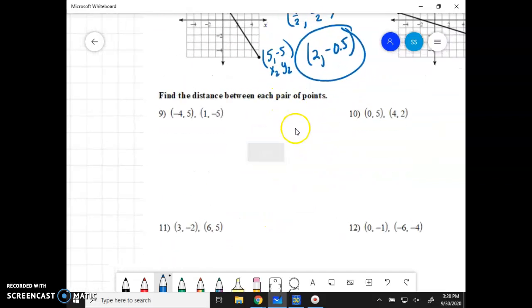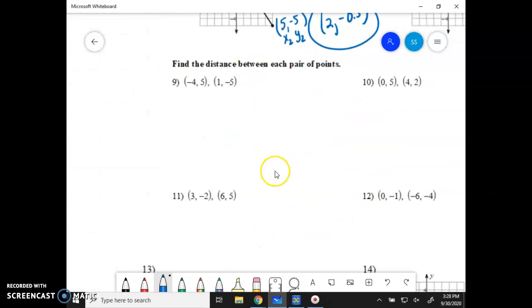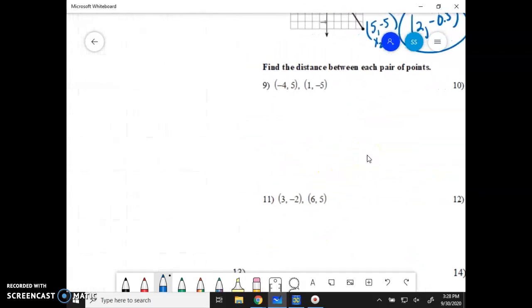Midpoint is pretty straightforward because you're just adding up the x's and the y's. It doesn't really matter which point is first. With the distance formula, there is a little bit of a twist: we have to use the second points first. So let's write this formula out.